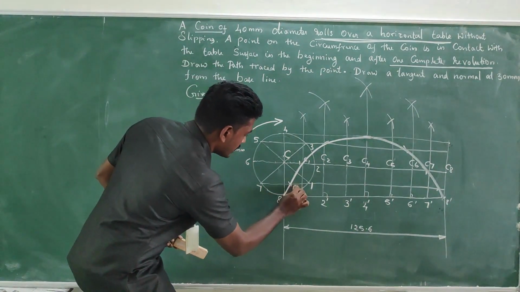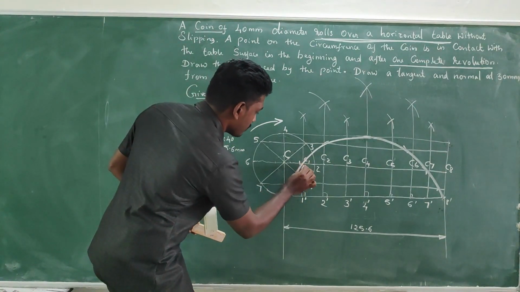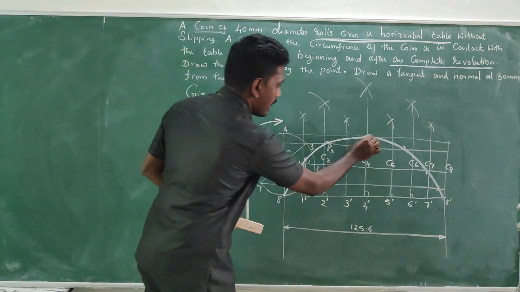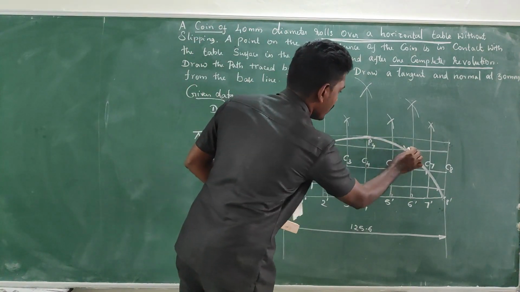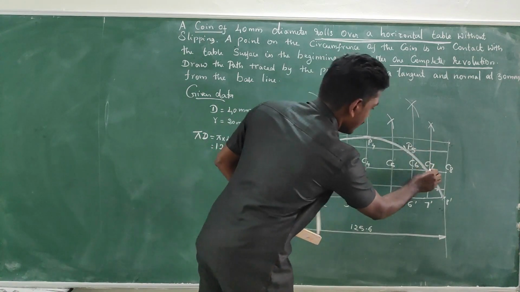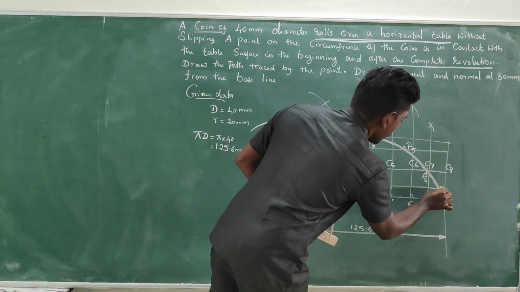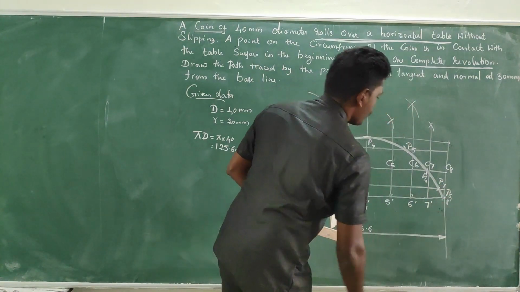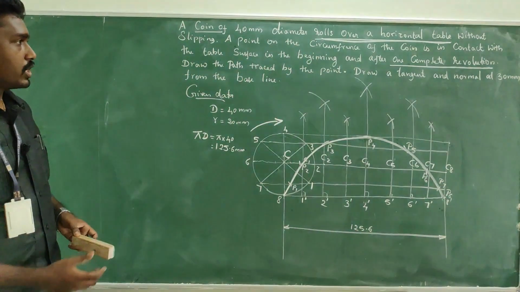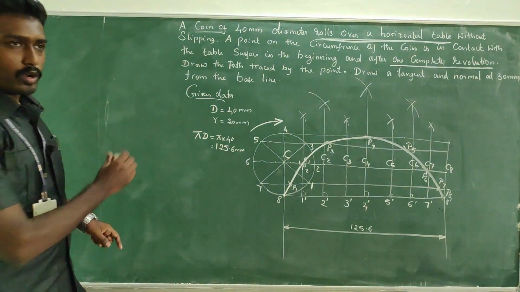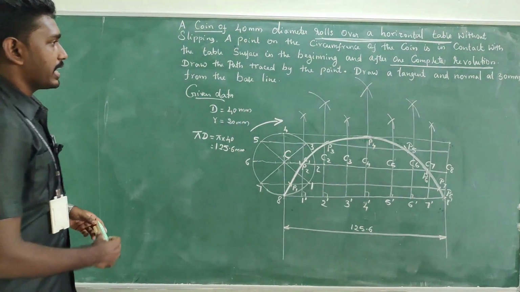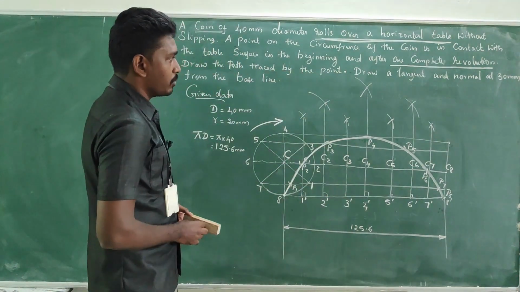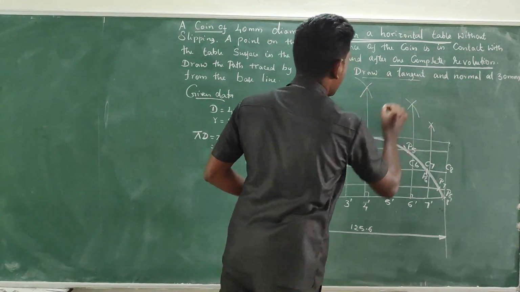So this is the first point. Take this as P1, and here we have the cut mark P2. So here is that, so you can take this as P3, and here is P4, and here we have P5, and here we have P6, and here we have P7, and here we have the P8 point. Fine. See, we have drawn the what? Cycloid curve.